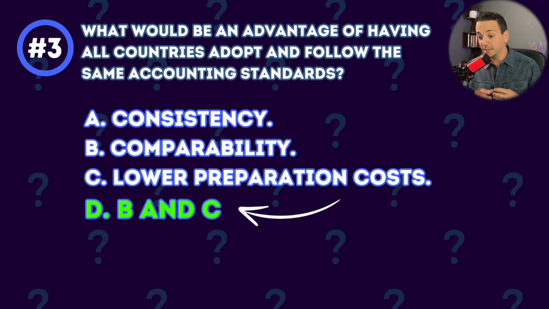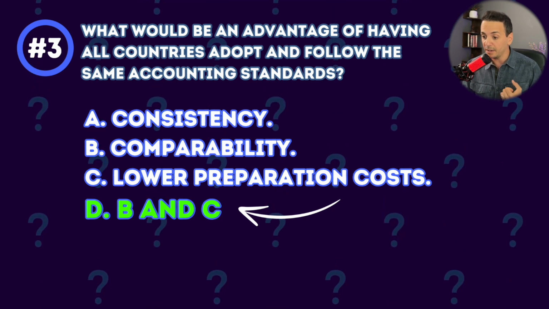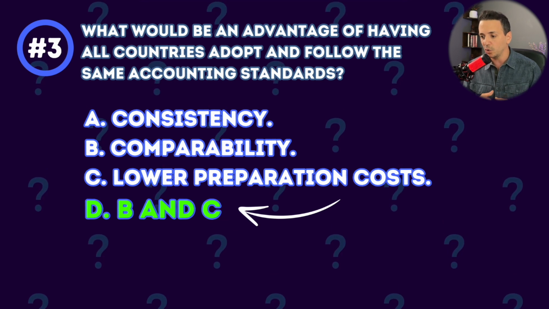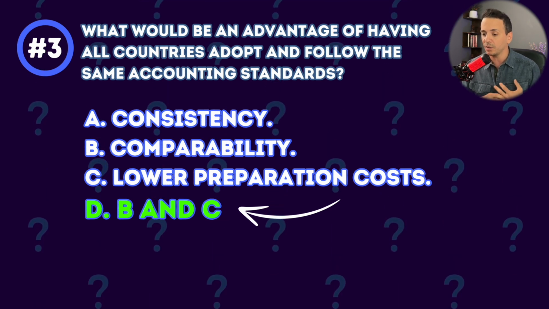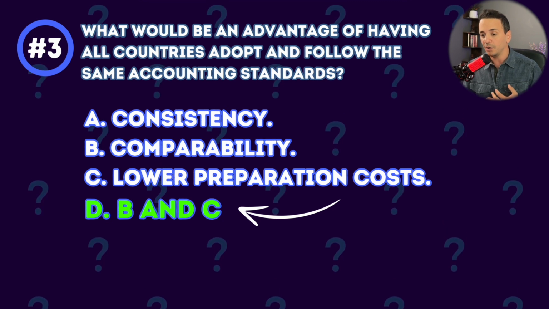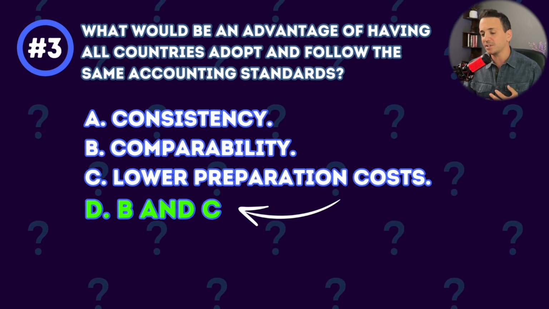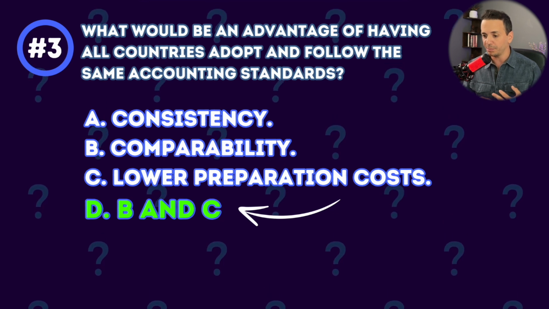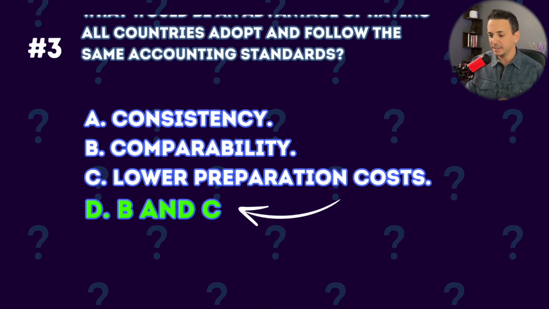All right, the answer is D, which is B and C. Comparability: when we have the same standards, we have better comparability. And C, lower preparation costs, because now countries across geographies will be using the same accounting standards. You could say A, consistency, but it's a weaker answer, not as strong as comparability and lower preparation costs. So it's B and C.